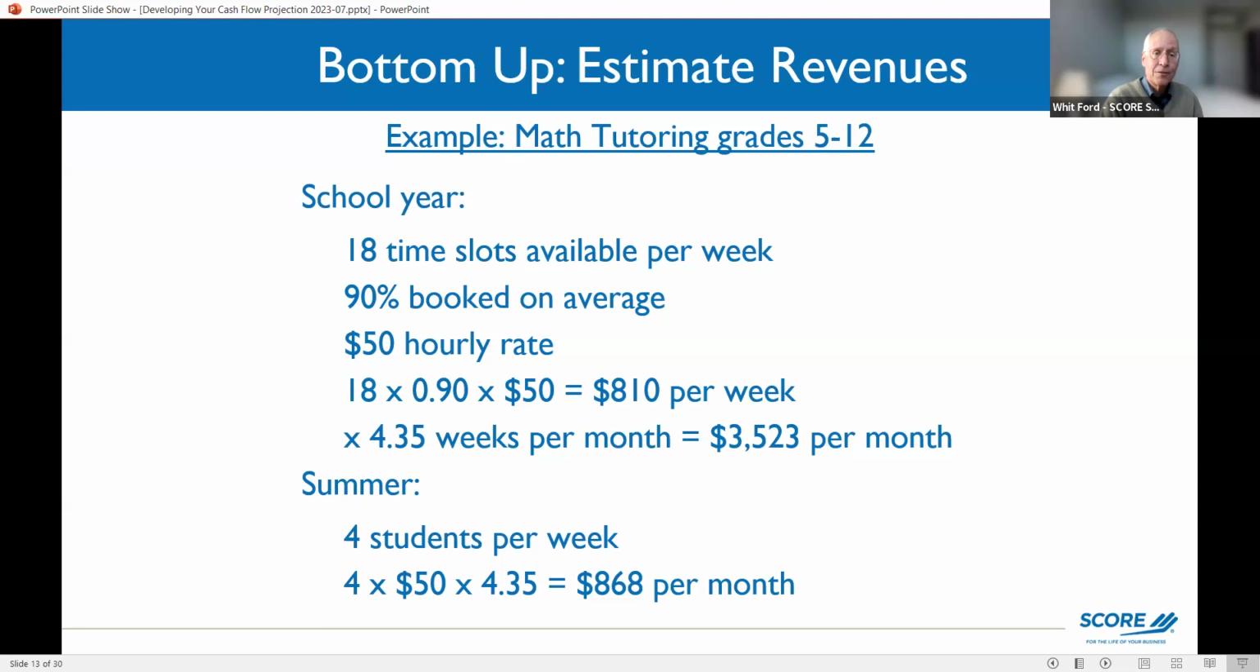I look back at my calendar and realize that they're only 90% booked on average. And maybe I charge $50 an hour. So 18 time slots times 90% times $50 an hour is $810 per week, times 4.35 weeks per month, which is 52 weeks per year divided by 12 months, says I could be earning $3,523 every month. Oh, except for the summer, because in the summer, demand for tutoring goes way down. So maybe I meet with 4 students per week in the summer at the same rate. And so that comes out to $868 per month in the summer. So that would be the basis for a bottom-up revenue projection for a tutoring business.